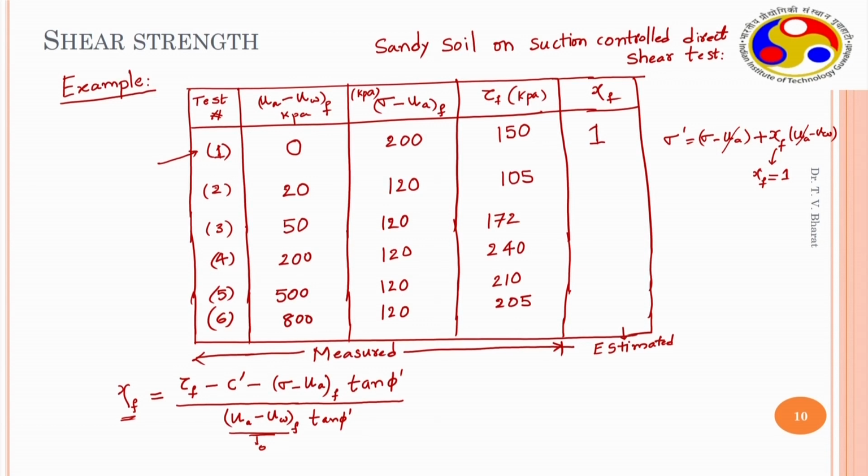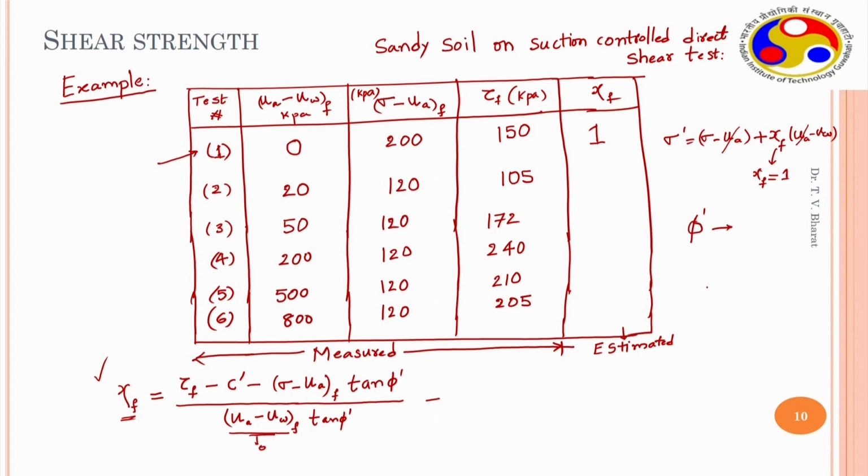Xi_f infinity means, in fact, the maximum value is 1, that also can be said, but the xi_f value should not be obtained from this equation by substituting u minus u_w equals 0. Otherwise, if you interpret that the maximum value of xi_f is 1, therefore xi_f equals infinity means xi_f is equal to 1. Other values can be obtained by first obtaining the phi dash value. This is a material constant. So, if phi dash is obtained, then other values of xi_f with u minus u_w can be obtained.